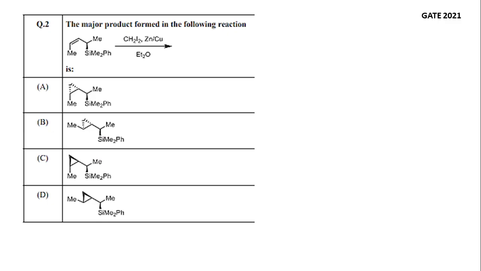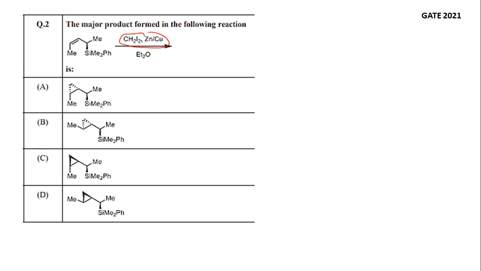First question. The major product formed in the following reaction. Now when we see this type of reagent, CH2I2 and zinc copper couple, it is obviously the Simmons-Smith reaction, which involves a zinc carbenoid. Carbenoid is basically a carbene-like species, so it gives the same result that you can expect from carbene. I have already discussed the details in the previous carbene videos, so I am not going into the details. So this is the Simmons-Smith reaction.